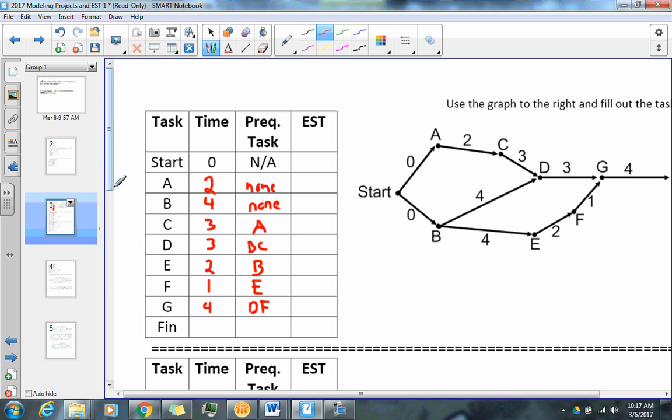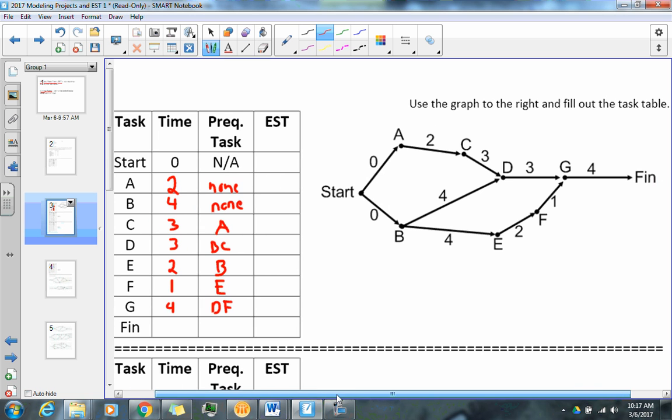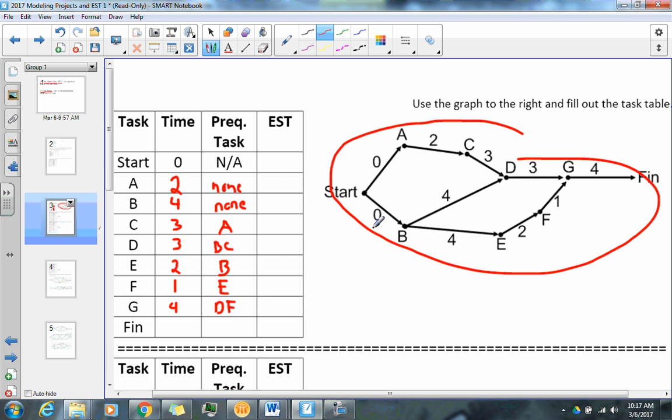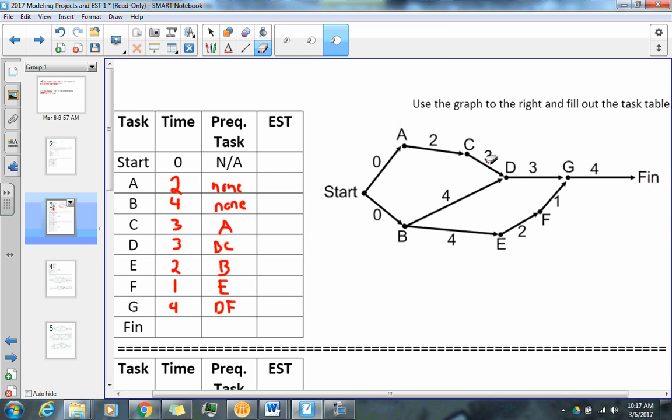So from the worksheet from yesterday, you should have had this example where you were taking the entire graph and then converting it back to the chart. You should have already done all that, so you should be looking at the same answers that I am. But now we're going to talk about the EST. The EST is the earliest start time. Let me give you an example before we dive into this.